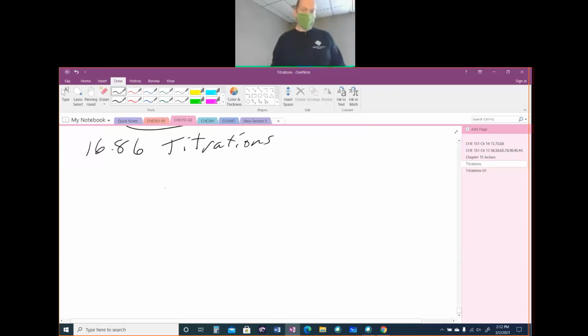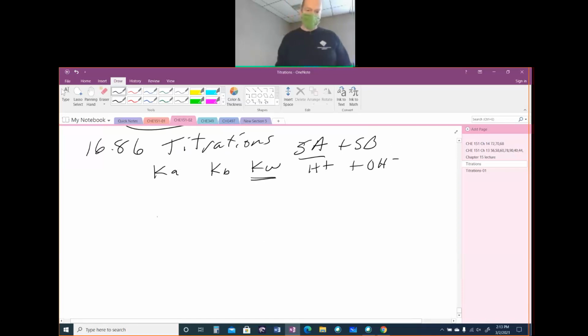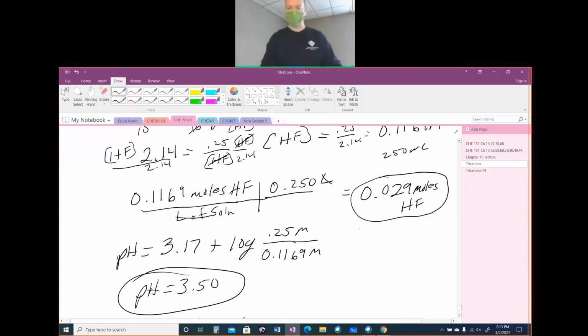All right, so in this titration, we have our strong acid plus a strong base. When you have a strong acid, HCl, plus a strong base, NaOH, again, we only have three reactions. It's going to be the Ka reaction, the Kb reaction, or the Kw. The only one that has H plus and OH minus in it is the Kw. And so we have our H2O goes to H plus and OH minus, and our Kw is a constant, 1.0 times 10 to the minus 14.